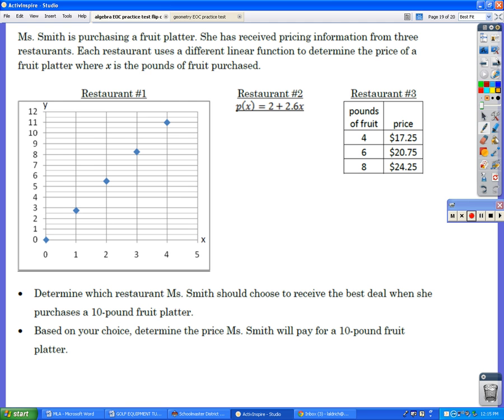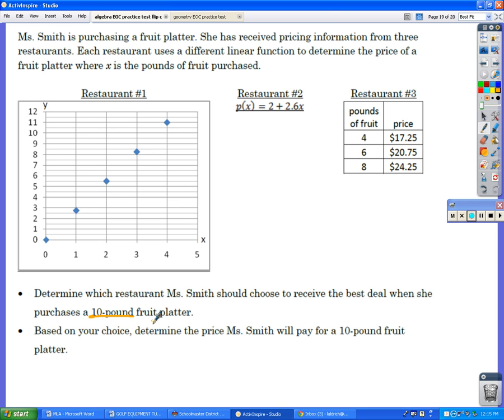Okay, Miss Smith is purchasing a fruit platter. She's received pricing information from 3 restaurants. Each restaurant uses a different function to determine the price of a fruit platter, where X is the pounds of fruit purchased. So she wants to purchase 10 pounds of fruit. We're trying to find her the best deal.